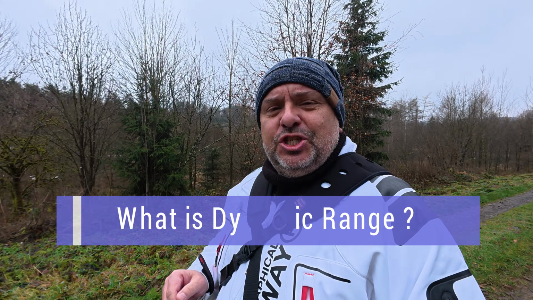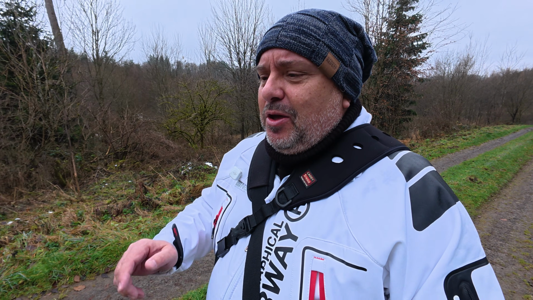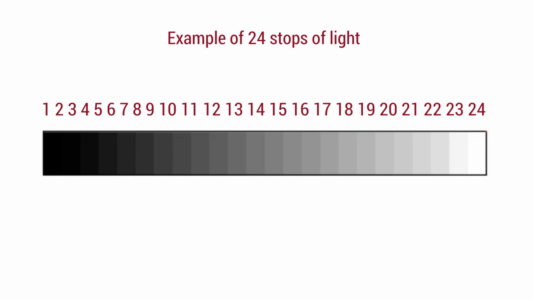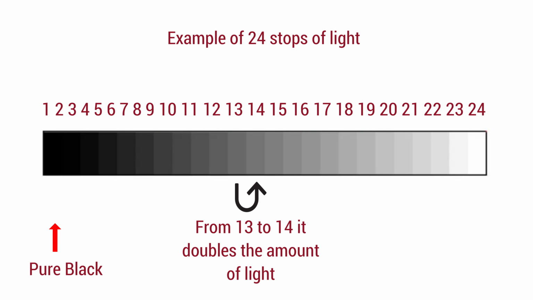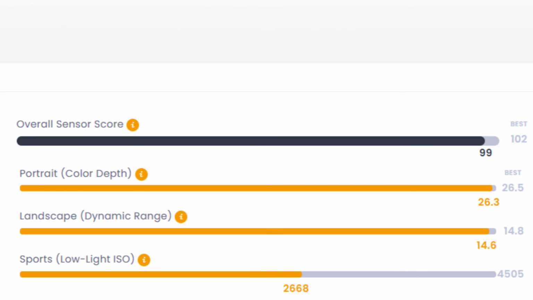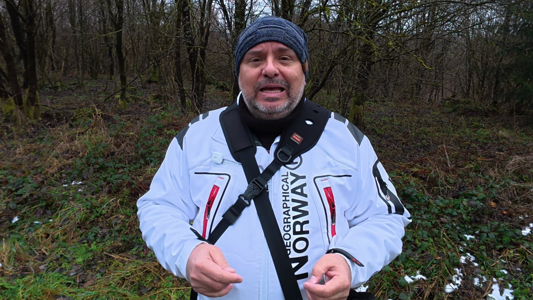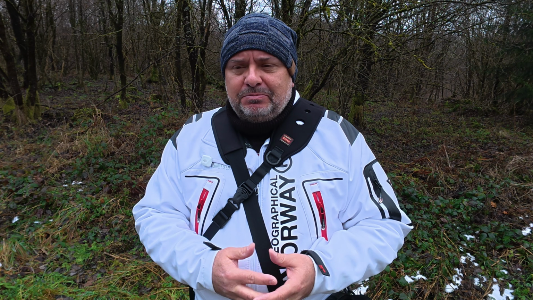Yourself. Dynamic range is simply the range of brightness your camera can record from the darkest shadows to the brightest highlights, while still keeping detail. We measure it in stops of light. One stop means doubling or halving the amount of light. A typical modern mirrorless camera, like my Nikon Z7, can capture about 13 to 14 stops of dynamic range at its base ISO, which is really impressive compared to older cameras that barely can reach 10 or 11 stops.